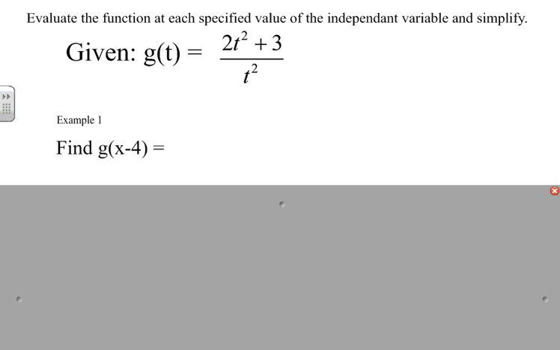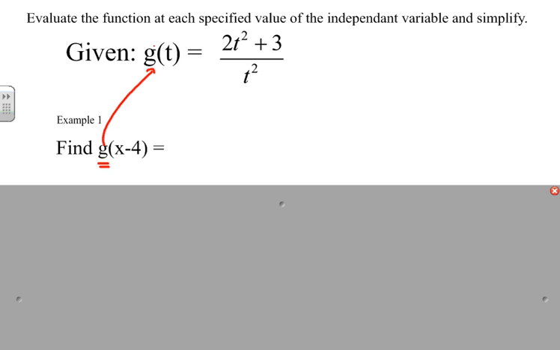Okay? So when you have specific values, sometimes you'll be asked to evaluate this. Evaluate the function at each specific value of the independent variable and simplify. So if you want to try this, that's what we have. Asked to find g of x minus 4. G of x minus 4, well, what's g? G is here. Well, it's g of t. Oh, but this is function g.